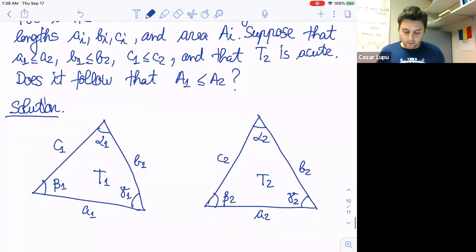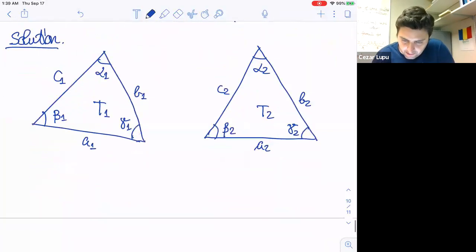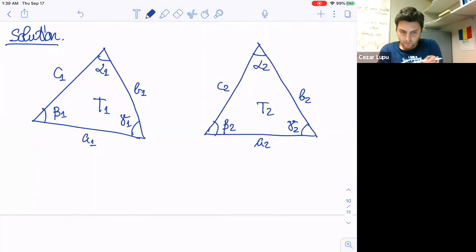I know that I have information about the second triangle. If you look at it, it says it's acute, right? So what does this mean? Let's analyze this. We need to get some information about these angles. And now the trick is the following.